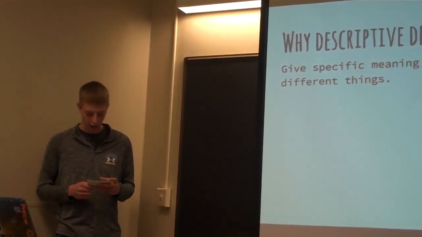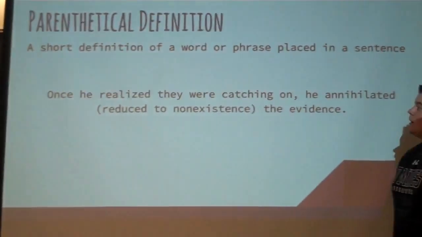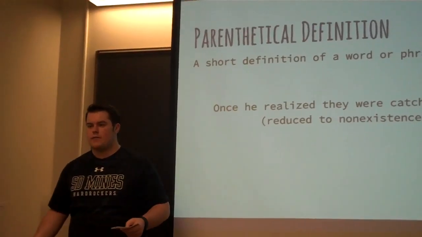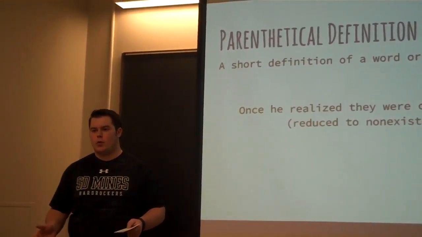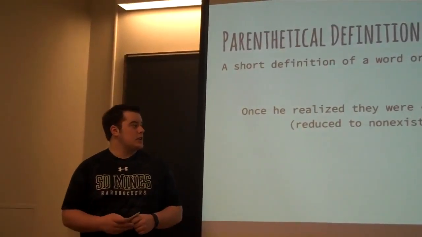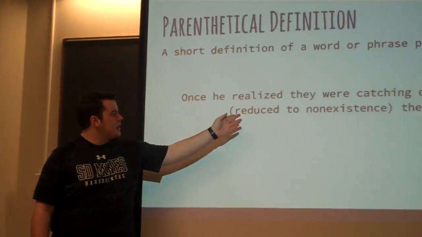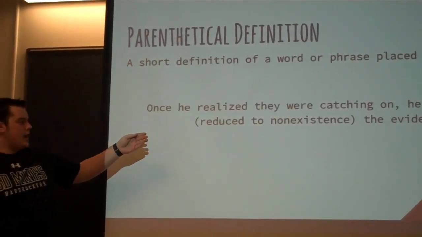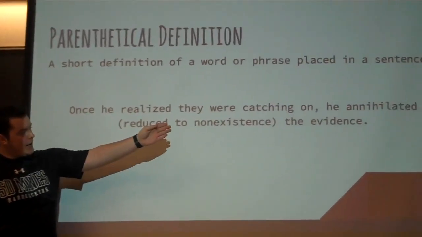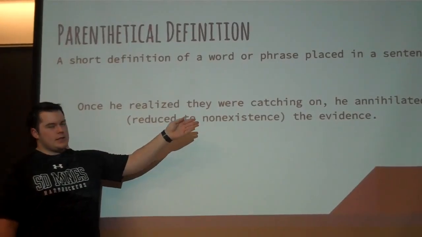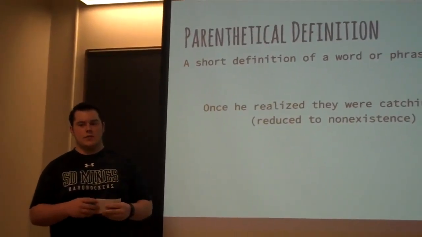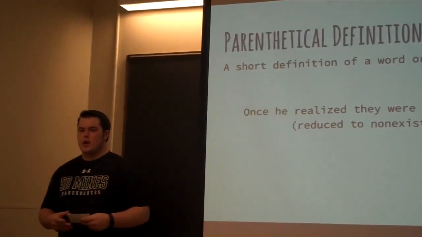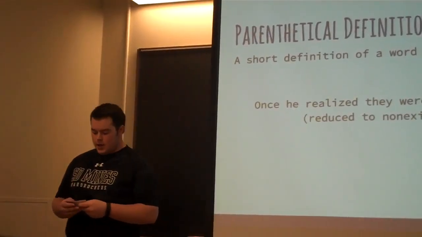Now Alex is going to talk about parenthetical definitions. Okay, so parenthetical definitions are basically a short definition or explanation of a term or phrase. It's usually denoted by parentheses. You can see in the sentence here: Once he realized they were catching on, he annihilated (reduced to non-existence) the evidence. So it's very easy for the reader to understand the sentence and just know without having to go reference something else.